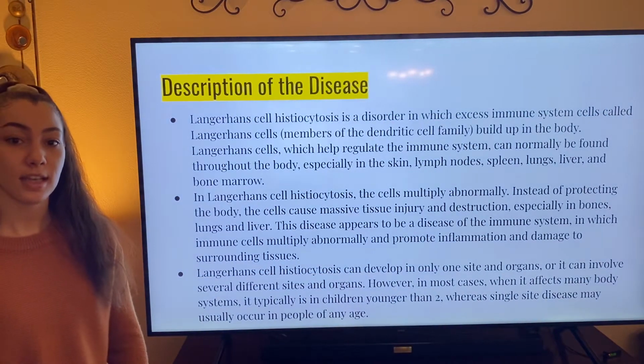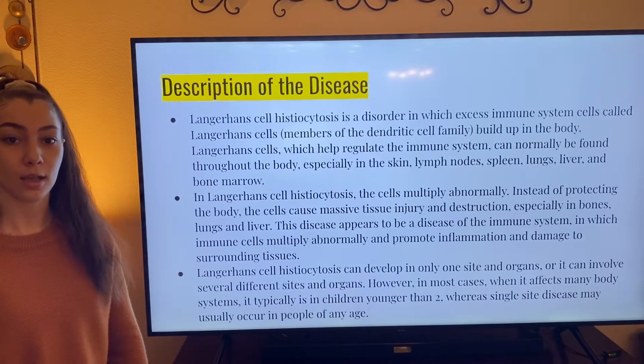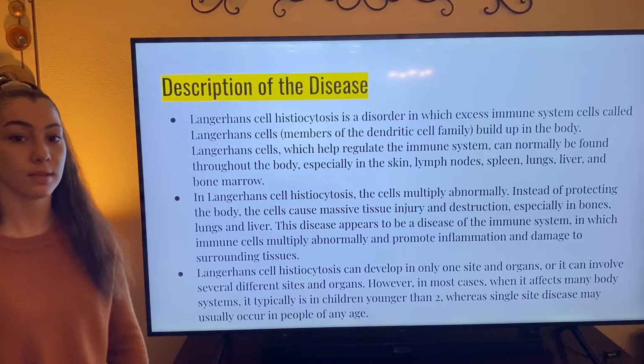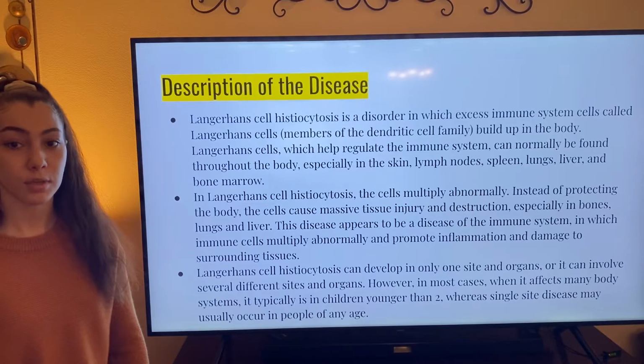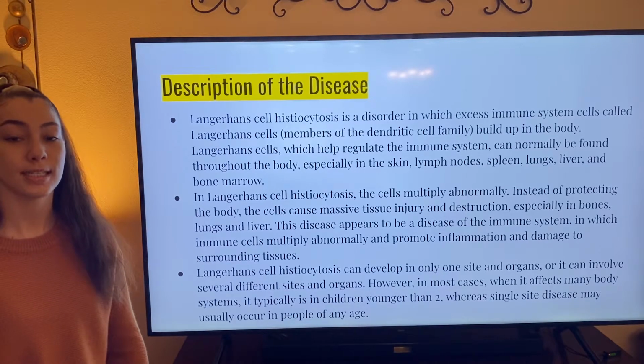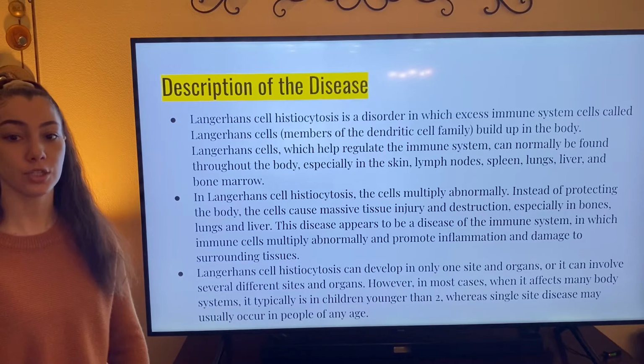So Langerhans cell histiocytosis is a disorder in which excess immune system cells called Langerhans cells, which are members of the dendritic cell family, build up in the body. Langerhans cells, which help regulate the immune system, can normally be found throughout the body, especially in the skin, lymph nodes, spleen, lungs, liver, and bone marrow. In Langerhans cell histiocytosis, the cells multiply abnormally. Instead of protecting the body, the cells cause massive tissue injury and destruction, especially in the bones, lungs, and liver.